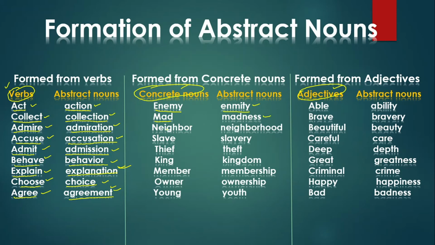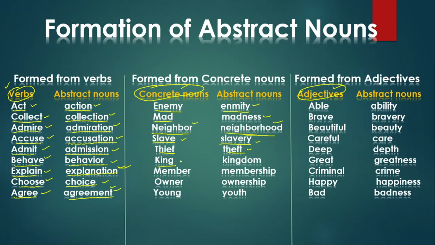Neighbor is the one who is wall to wall, and you are near to him, house to house, that is known as neighbor, and your relation with it is known as neighborhood. Clear. And slave is the person. Slavery is symbol or sign. Thief is the person. Theft is the name of that state.